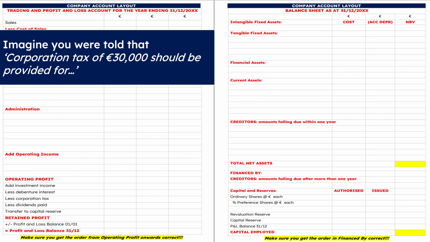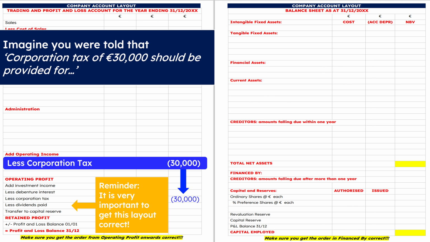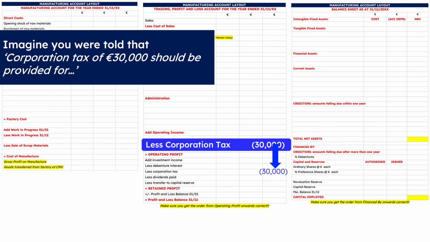So in a company account, imagine you were told that corporation tax of 30,000 should be provided for. You'll take the 30,000 away there, and just to remind you, this layout is very, very important. It's so important that you get this layout correct. If you don't, you could have penalties, so marks could be taken away from you because of that. Now, in the creditors minus 1 year, you will have corporation tax due 30,000 because that has not been paid yet. That's how it's going to look, and it would be the same in the manufacturing account.